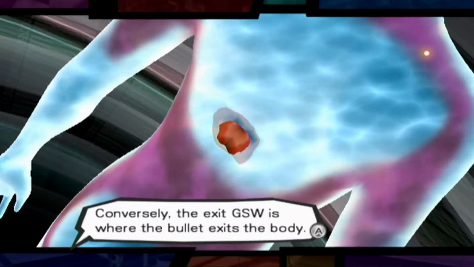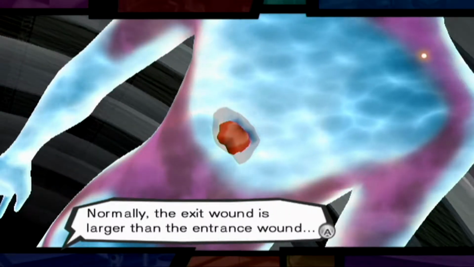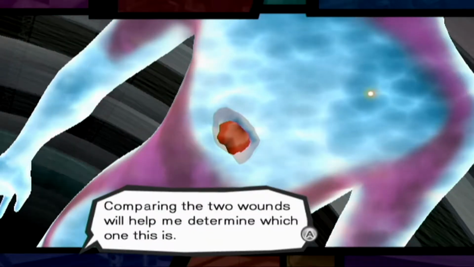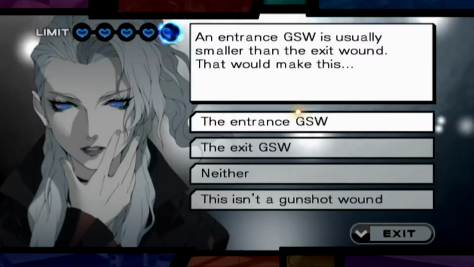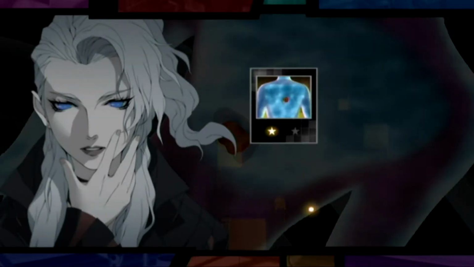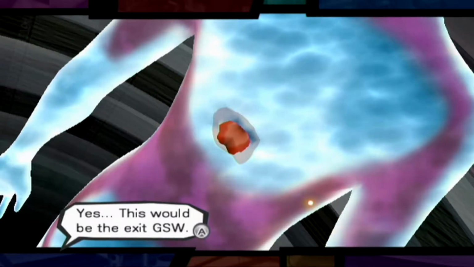Exit GSW is where the bullet exits the body. Normally, the exit wound is larger than the entrance wound. Which one is this? Comparing the two wounds will help me determine which one this is. Yes, this would be the exit GSW.